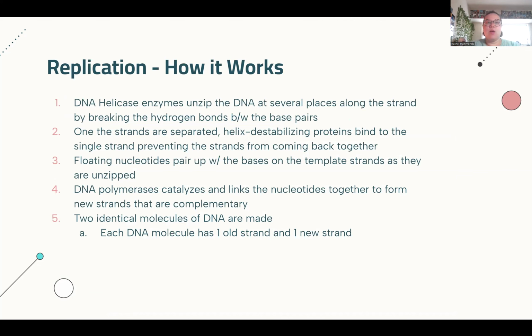Here are the steps of replication. DNA helicases, which are enzymes, unzip the DNA at several places along the strand by breaking the hydrogen bonds between the base pairs. Once the strands are separated, helix destabilizing proteins bind to the single strands, preventing the strands from coming back together.